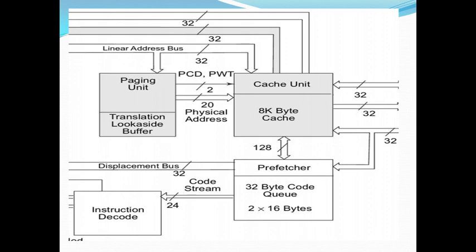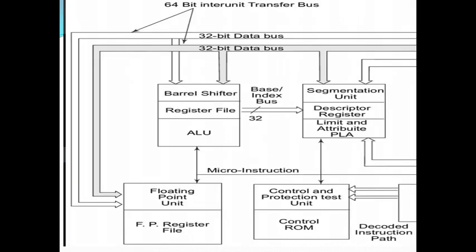And the last units, segmentation and paging unit. They are part of the MMU, which manages the virtual memory system and is helpful in generation of the physical address. It works in the same way as that of the 80386. And the last unit we come to is the segmentation unit, barrel shifter.